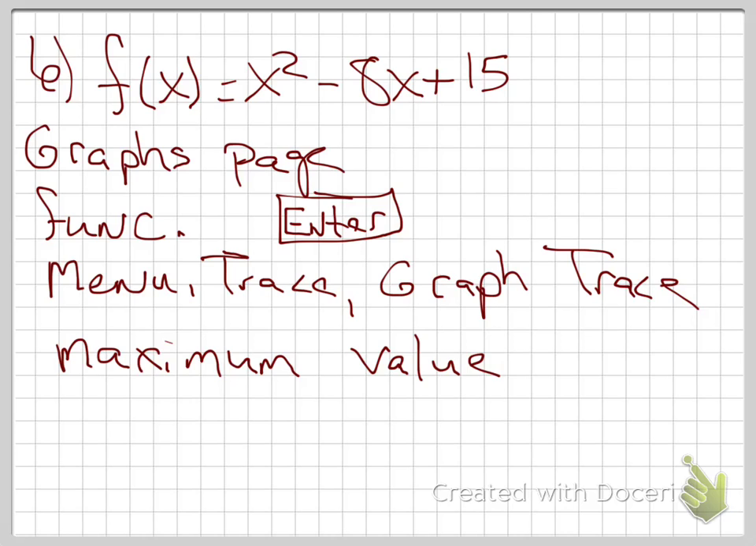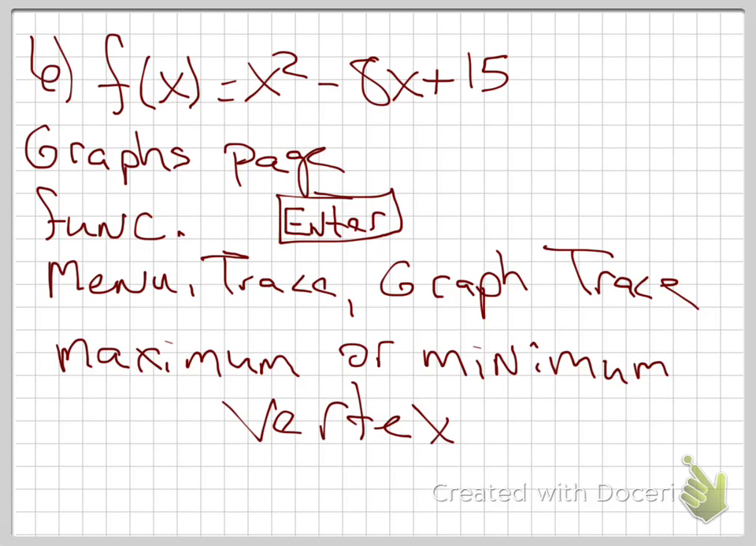Whatever it says the max or minimum is, that is your vertex. And as I said before, in the vertex, your x value is your axis of symmetry, and the y value is the max or min. You kind of need that, and you need to see the graph to go from there.